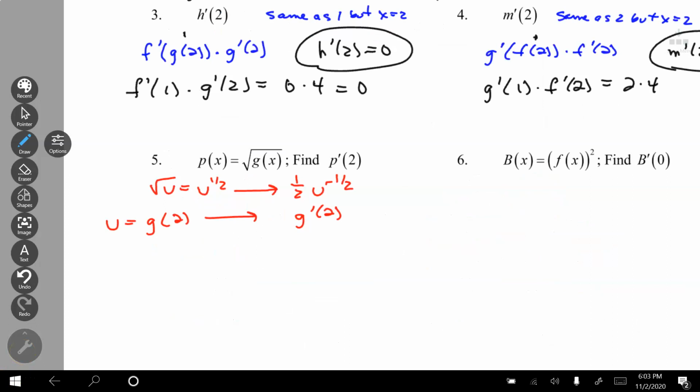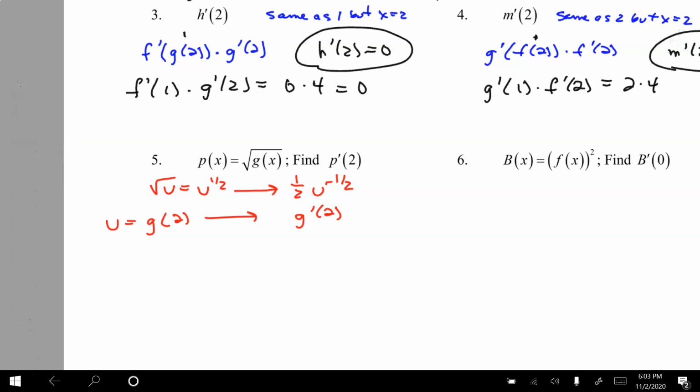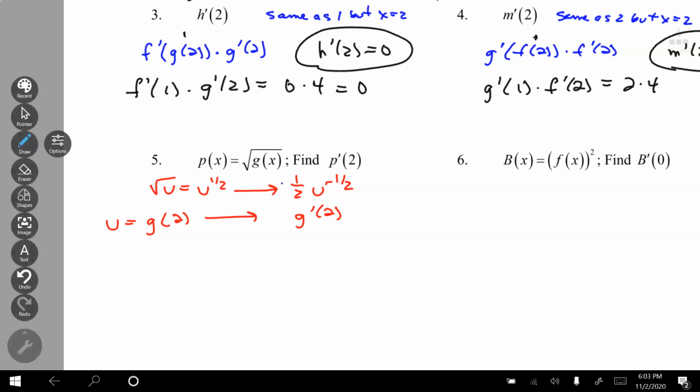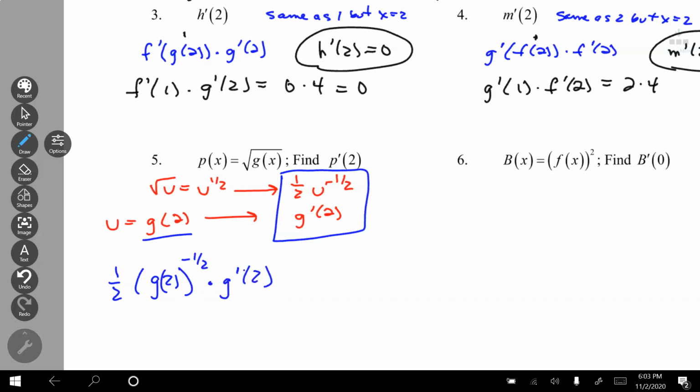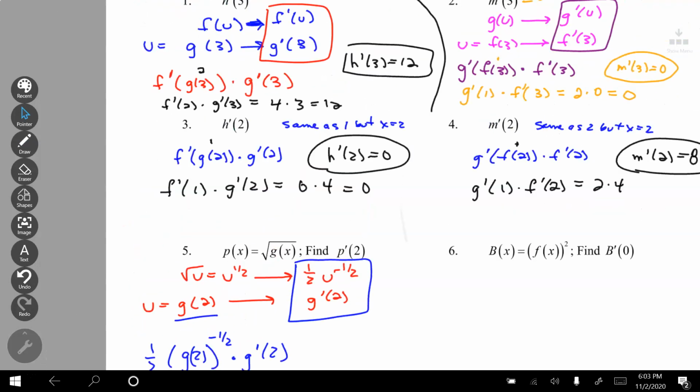So the outside function for this example is the square root of u, or u to the 1/2. I take its derivative, and the inside stuff is g of x, but specifically I'm using 2. So I did my derivatives, and I'm going to multiply. I'm going to get 1/2 of u, and u is just g of 2 to the negative 1/2 times g prime of 2. I have to go back to my table and figure out what is g of 2.